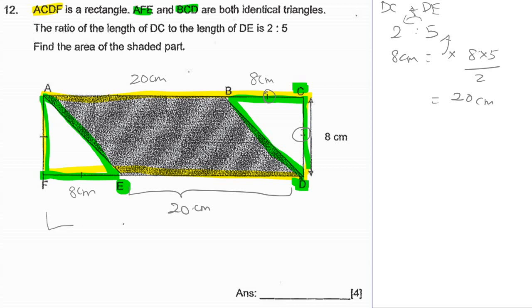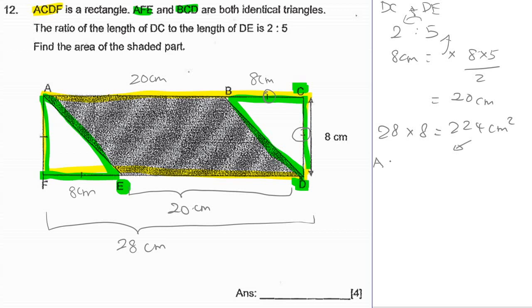In this case, it's 28 centimeter times 8 centimeter. 28 times 8, I will have 224 centimeter square. What is this? This is the area of A, C, D, F. This whole portion here. Okay?